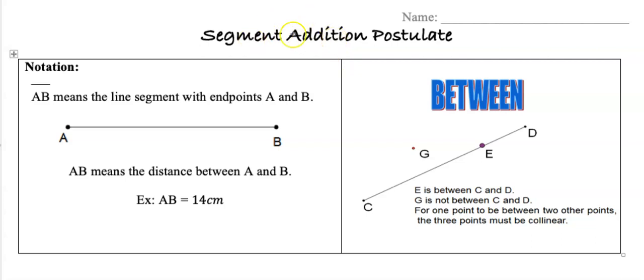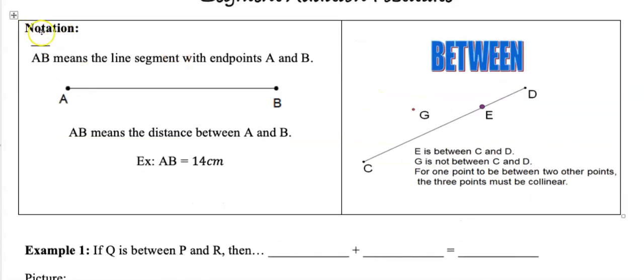So segment addition is when we're going to be adding segments together. Postulate just means a rule. So notation is how you write something. So AB means the line segment with endpoints A and B. So you have a line with a point A and a point B. So AB means the distance, the length, how long it is between A and B. So for example, AB is 14 centimeters.